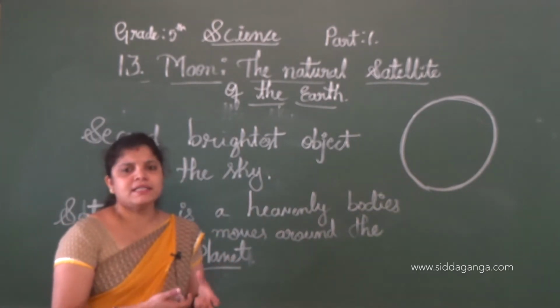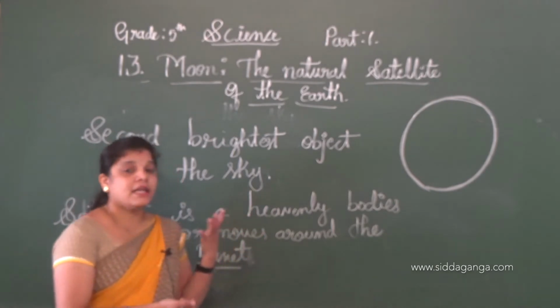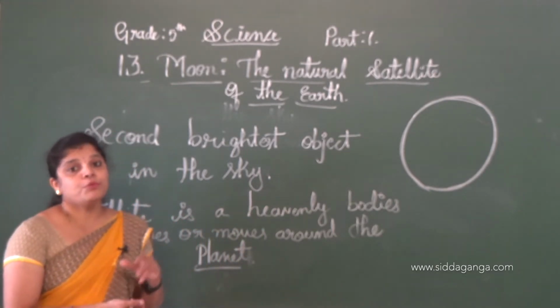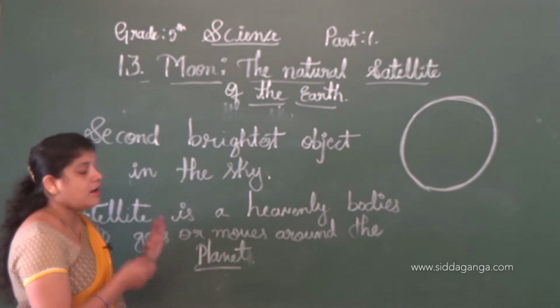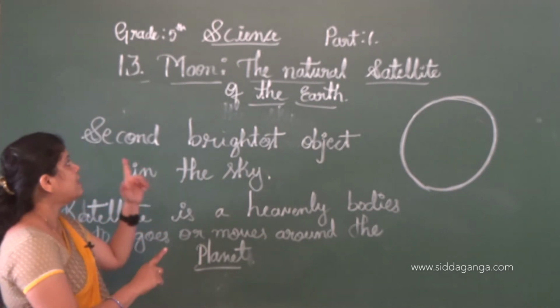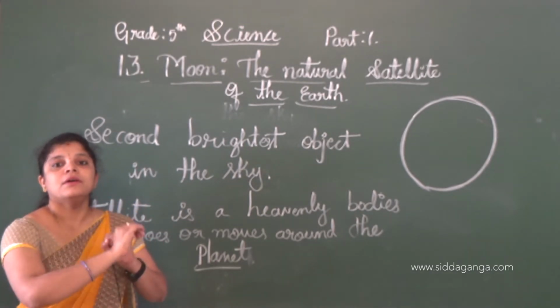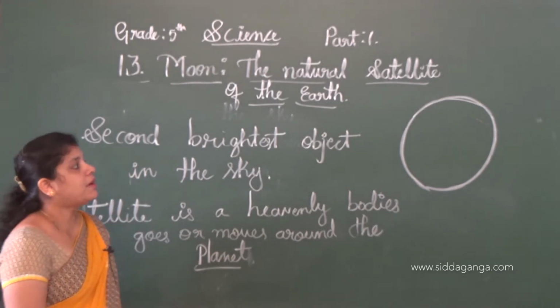See, different planets have different numbers of moons. But our Earth has only one natural satellite, that is the moon. This moon always goes around the Earth.